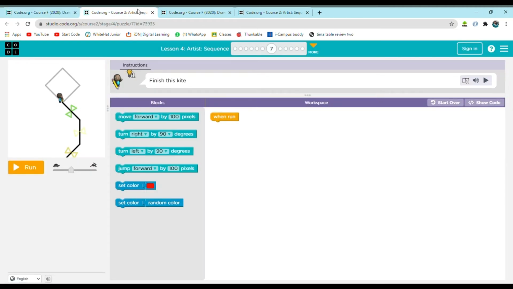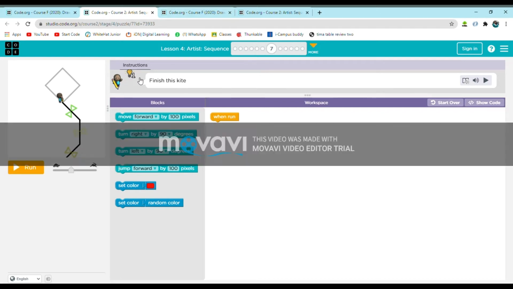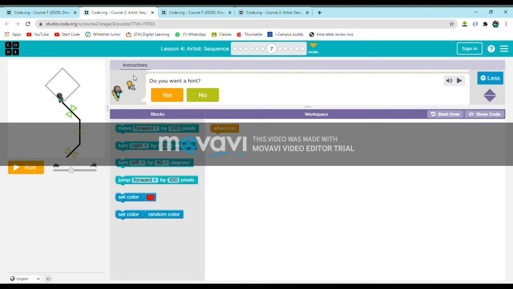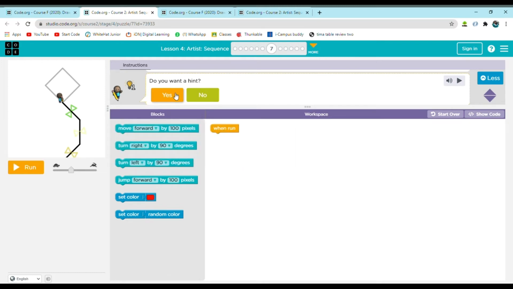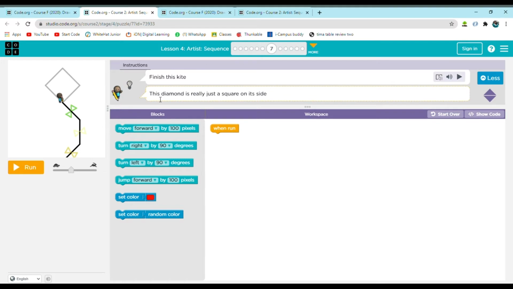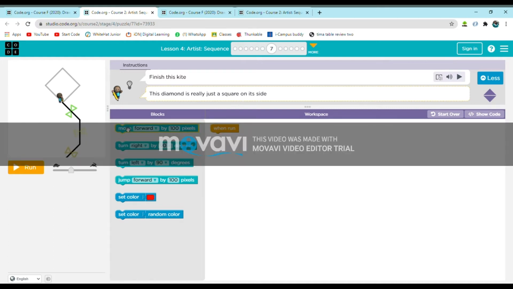This is our second challenge. The challenge is to finish this kite. I have clicked this button and it is asking, do you want a hint? I am giving yes. It says this diamond is really just a square on its side. So it means it's a square. So it's easy to complete, right?